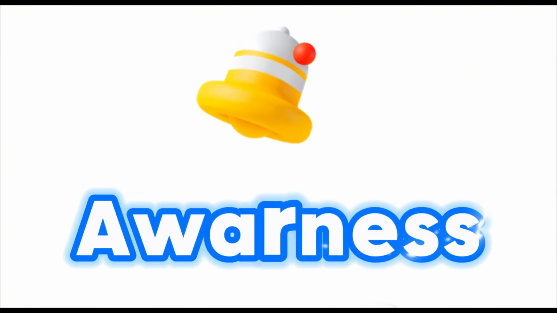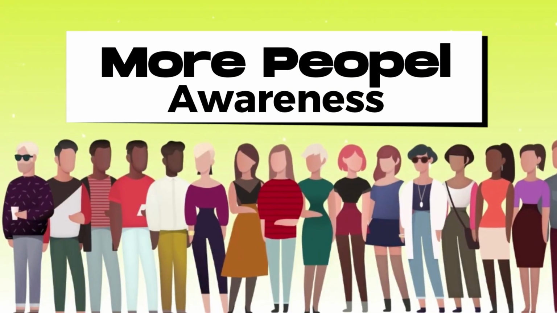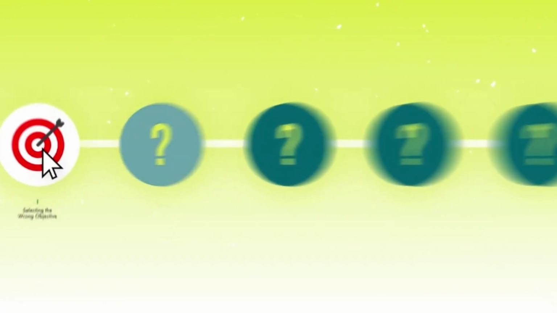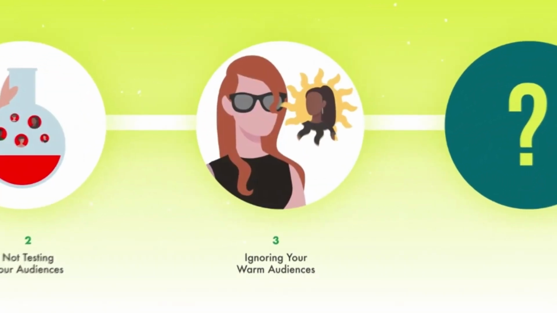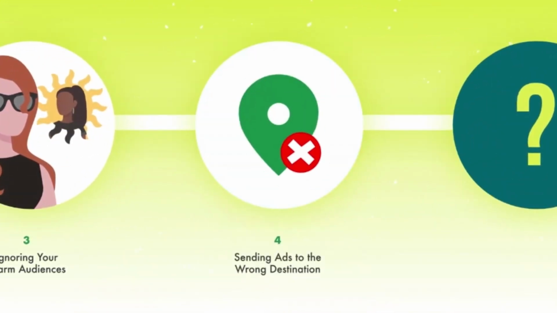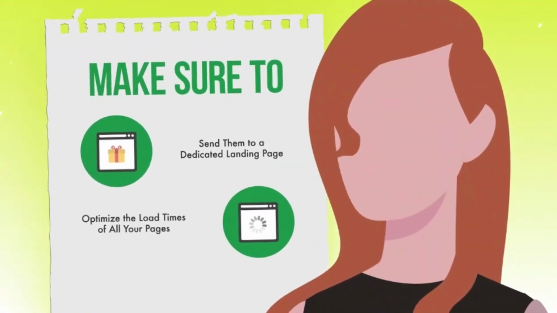First one is awareness. This is great if your goal is to make more people aware of your brand or product. Use this when you want to maximize reach and get your name out there. For instance, if you are launching a new product and want to spread the word, go with the awareness objective.